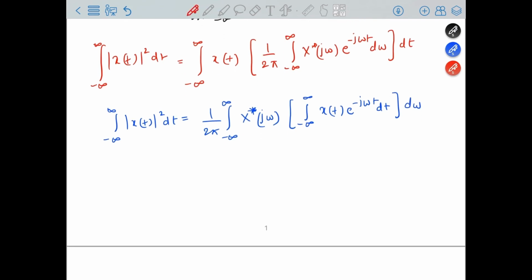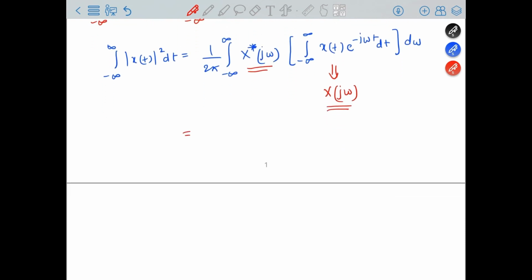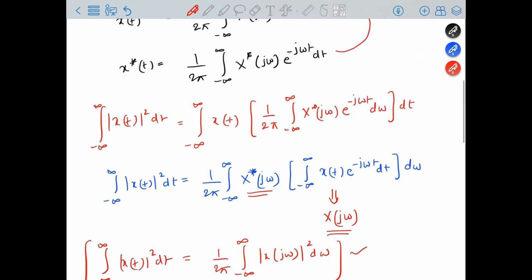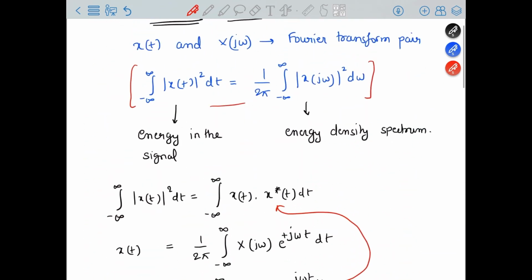And this expression is familiar. This is equivalent to X(j omega). So we'll get a multiplication of X conjugate j omega with X(j omega), and that will be equivalent to 1 over 2 pi times the integral from minus infinity to infinity of mod of X(j omega) whole square d omega. And on the left hand side we have the integral from minus infinity to infinity of mod x(t) square dt, and this is the relation which we described in the first step. So this is the Parseval's relationship.